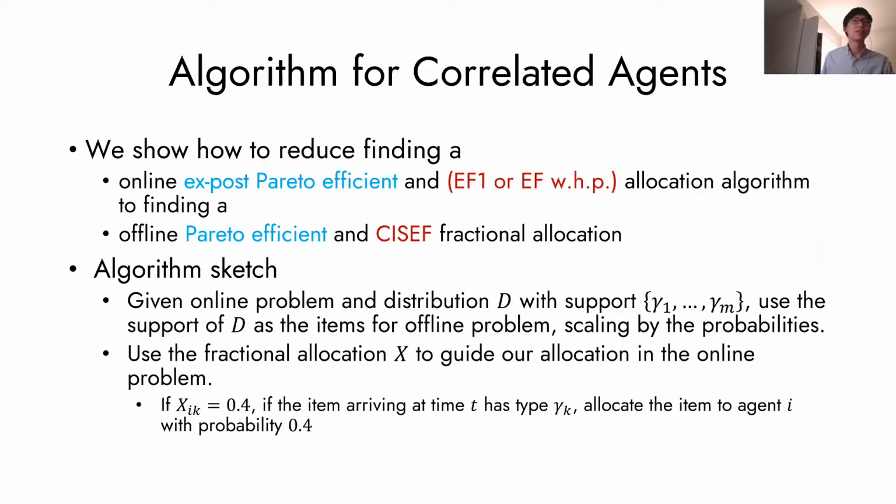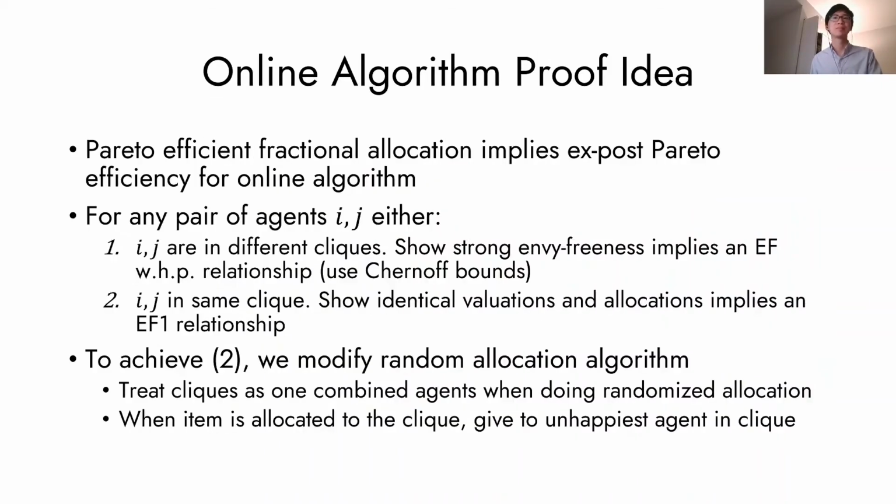Now, once we have solved the offline problem, we can use the solution to guide our algorithm in the online problem. Given a fractional allocation x, we're going to do a weighted random allocation. So when an item arrives with type gamma k, we'll allocate it to agent i based on the fraction agent i owned of item k in the offline allocation. So if they owned 0.4 of the item, we'll allocate it with probability 0.4. And note that by doing this, the expected utility of each agent after an item has arrived is the same as their utility in the offline problem. So things kind of work out correctly in expectation.